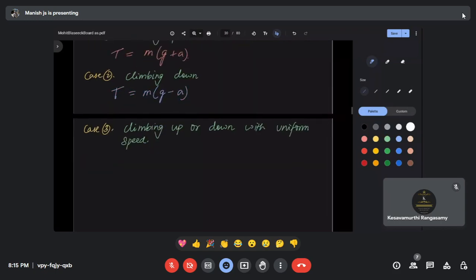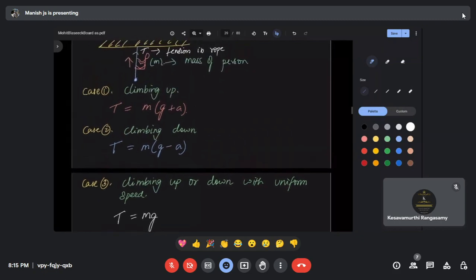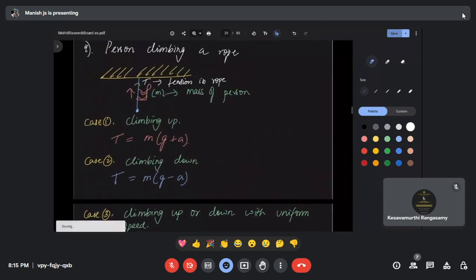Either climbing up or down with uniform speed. In that case, tension is going to be equal to the weight of the person, which is m into g. So these are the 3 different cases for a person climbing a rope. These are certain cases that are necessary.